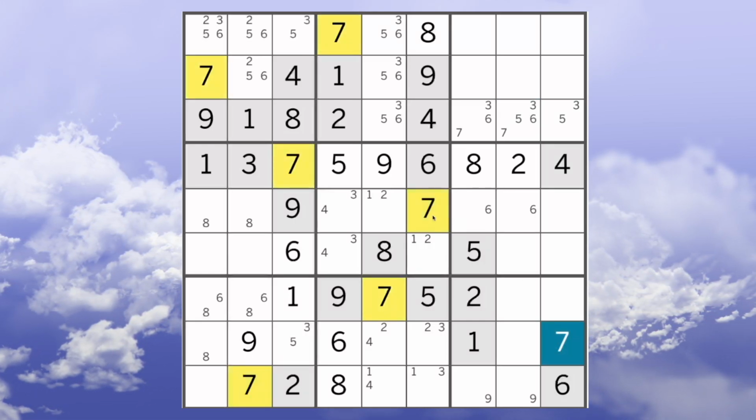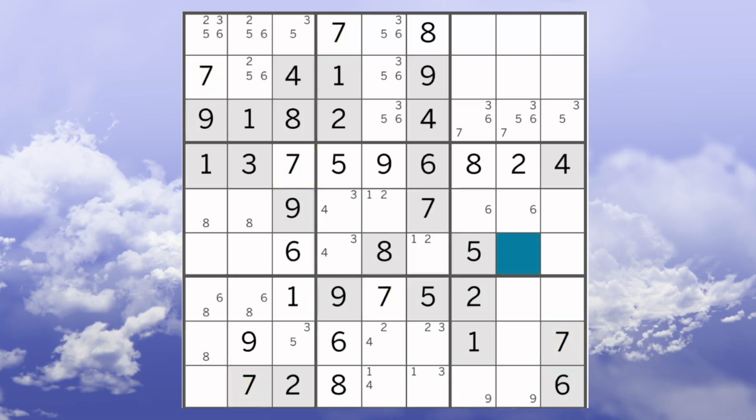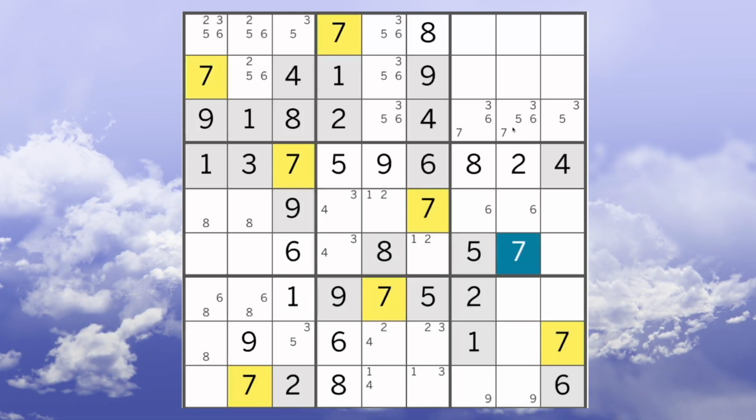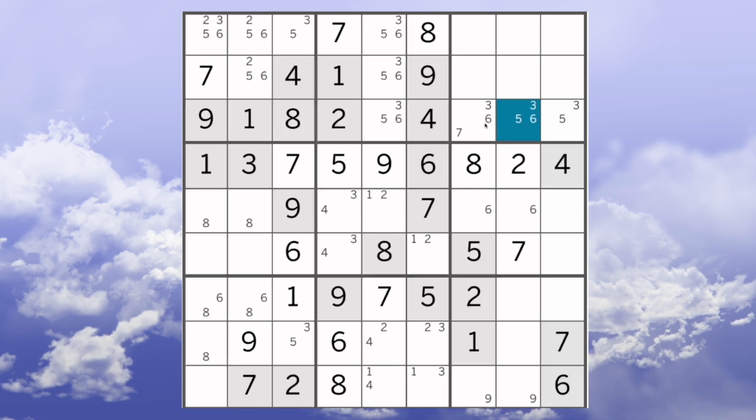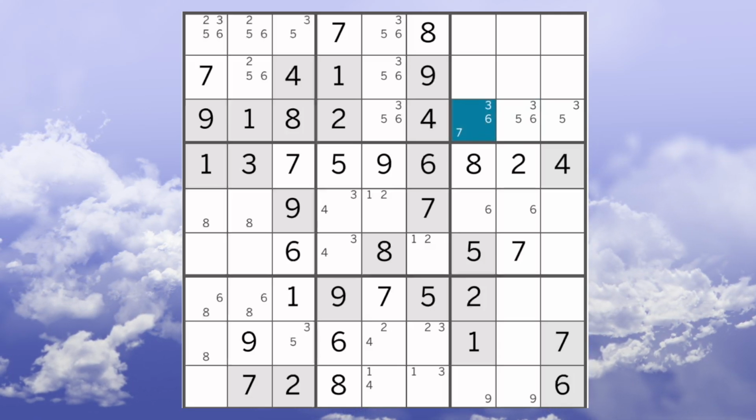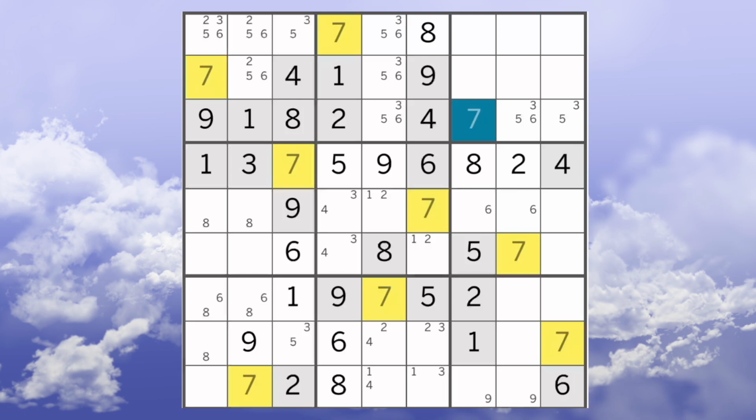This 7 and this 7 means that's a 7, which also means that cannot be a 7, and therefore that one must be. And we have all of our 7s.